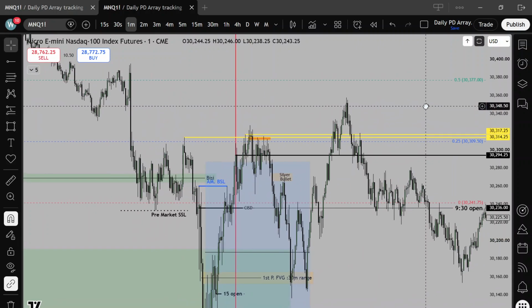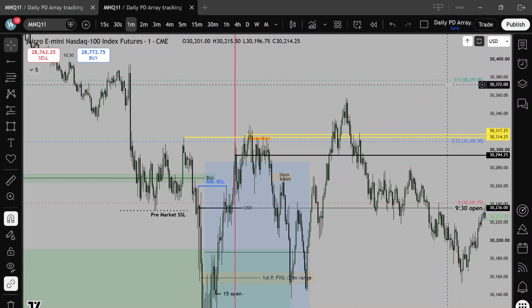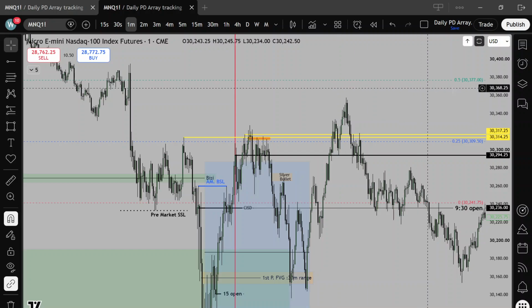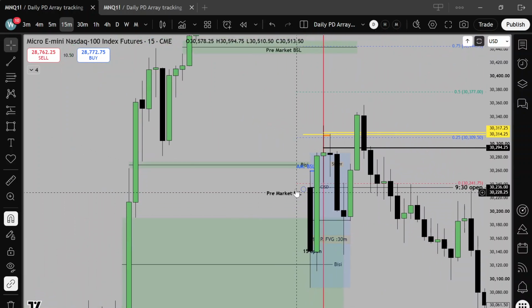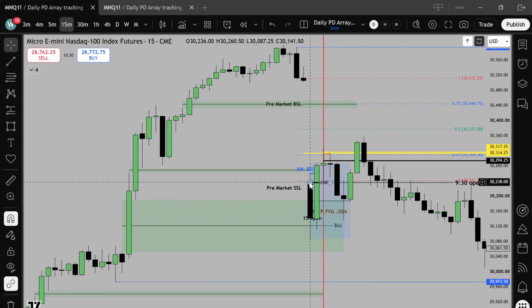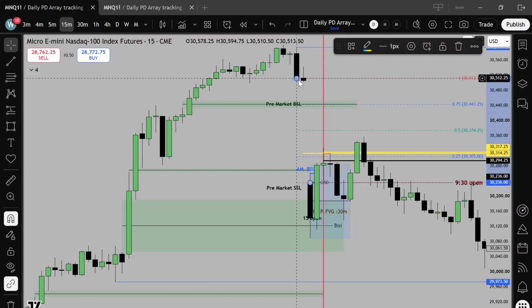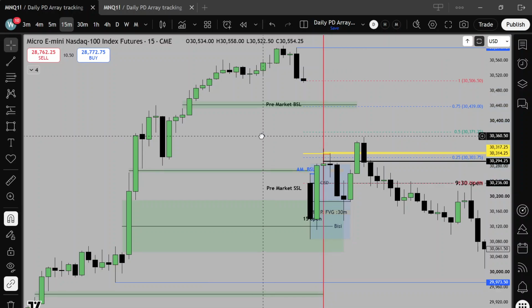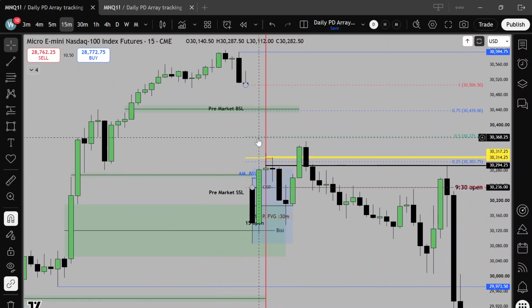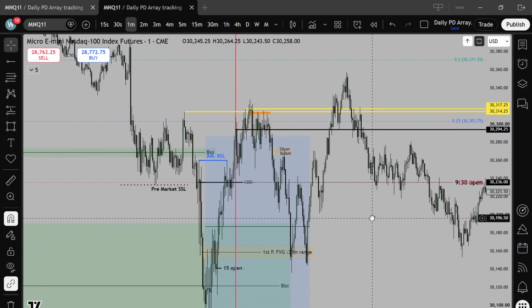But we still have our draw, which is the consequent encroachment of the opening range gap, which, let's go back over here, is this opening price to this, that should be right there, that close right there. And again, it's going to be off a little bit more because I'm using the 15-minute chart. But nonetheless, that's the gap. So our draw is this consequent encroachment right here of that. So let's go back to the 1-minute chart and I'll show you something else here.